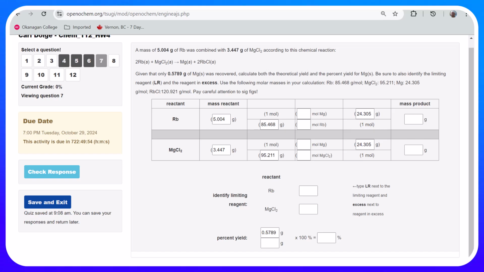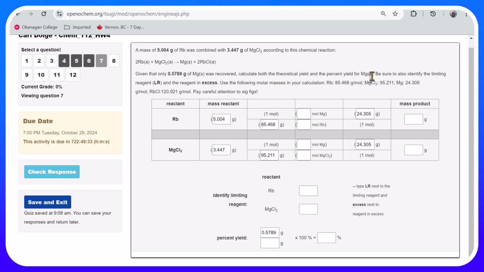You're given masses of both. And so therefore, we need to determine, based on both of those masses, what mass of product would be produced if all of the mass was used. And whichever produces the smallest mass of product, well, that will be our limiting reagent. So you can see I've already started to complete the table. I've indicated the mass of the rubidium, the mass of the magnesium chloride.